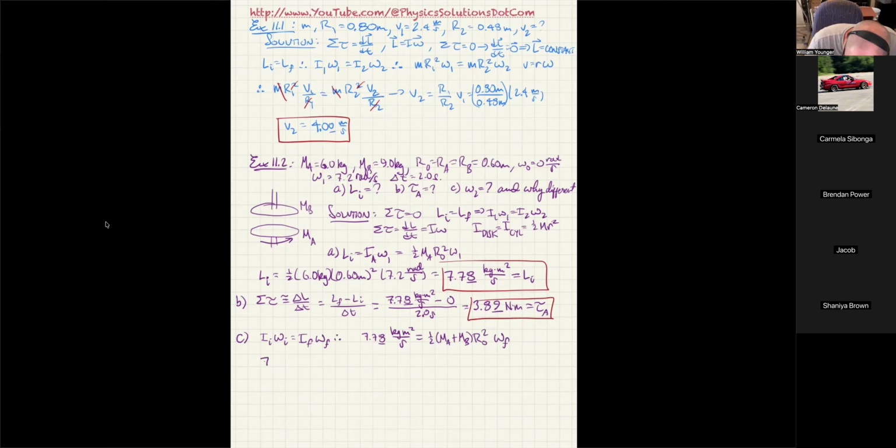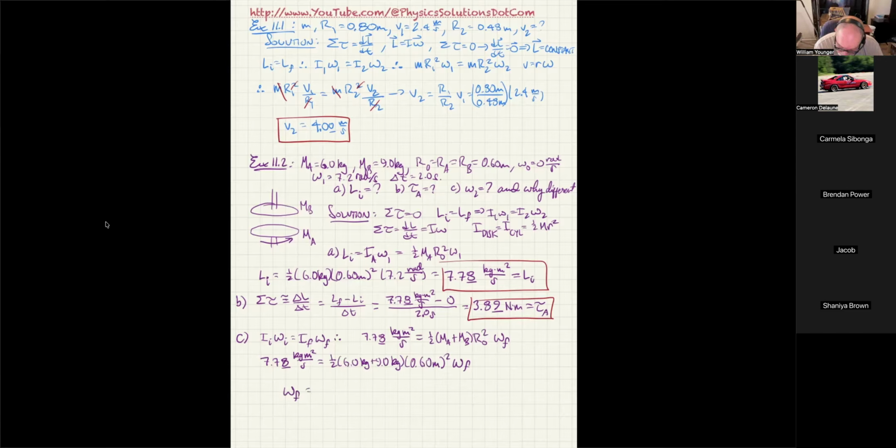So I can say 7.78 kilograms meters squared per second is equal to 1/2 times (6.0 kilograms plus 9.0 kilograms) times (0.60 meters) squared times omega f. So omega f is going to be equal to all this.